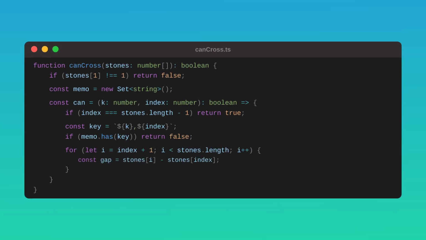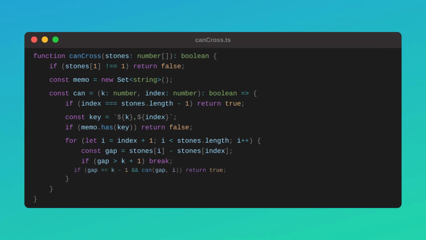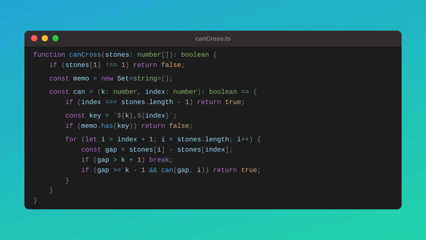Right on. As we traverse the stones, we compute the gap between the current stone and the next. If this gap becomes more than the current jump size plus 1, the frog simply can't make the leap. So, we break out of the loop. And if the gap is within our jump range, which is between k-1 and k+1, we check recursively if jumping the gap allows the frog to eventually reach the end. If so, we've found our path, and we return true.